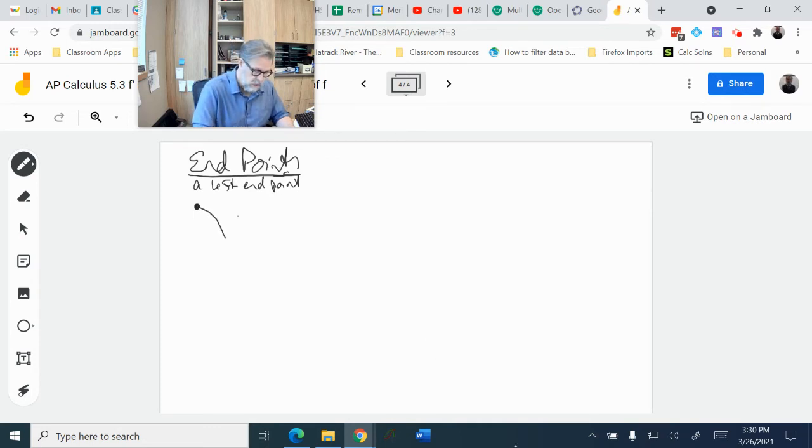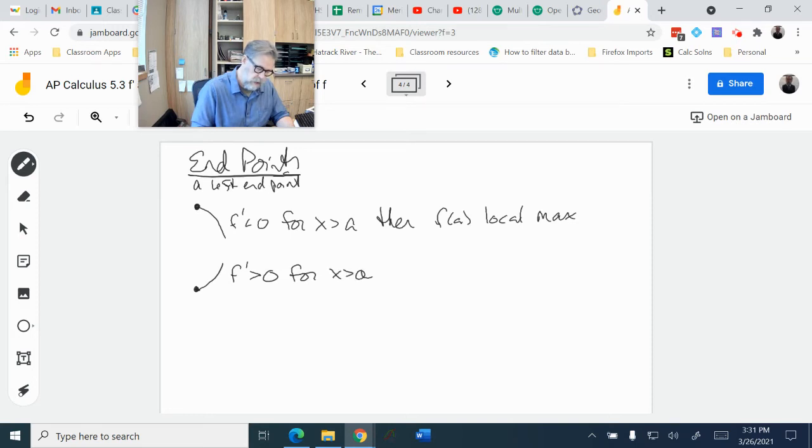Here's what we say. If f prime is less than 0 for all x greater than a, then f of a is a local maximum. If f prime of x is greater than 0 for x greater than a, then f of a is a local minimum.